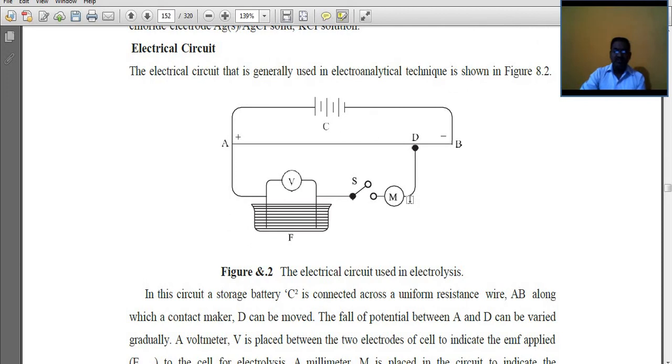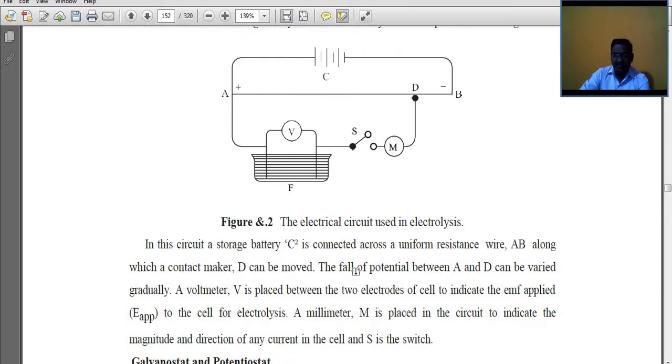This is the electrical circuit. In that electrical circuit, that is generally used in electroanalytical techniques. This is batteries or cell. This is plug key. This is solutions, etc. In this circuit, a storage battery is connected across uniform resistance wire AB along with the contact maker D, which can be moved. The fall of potential between A and D can be varied gradually.